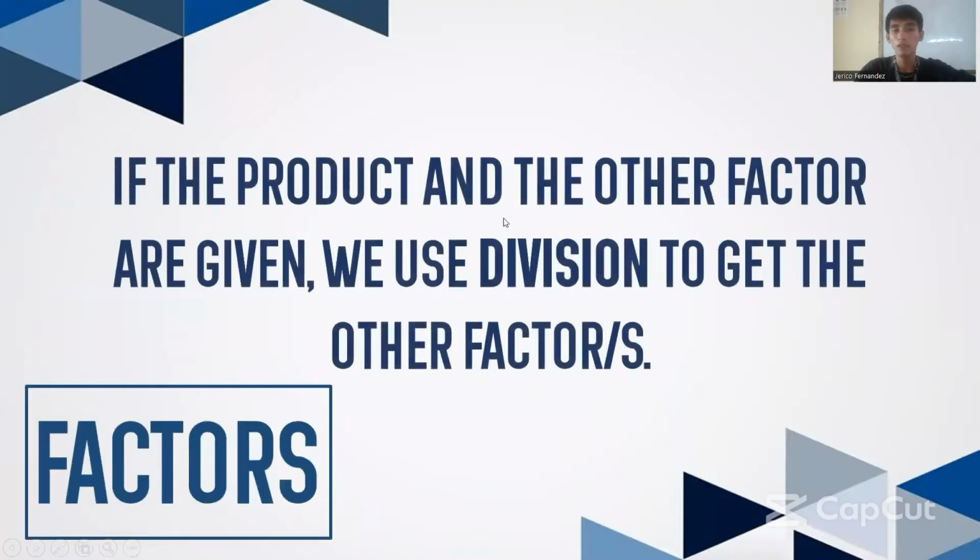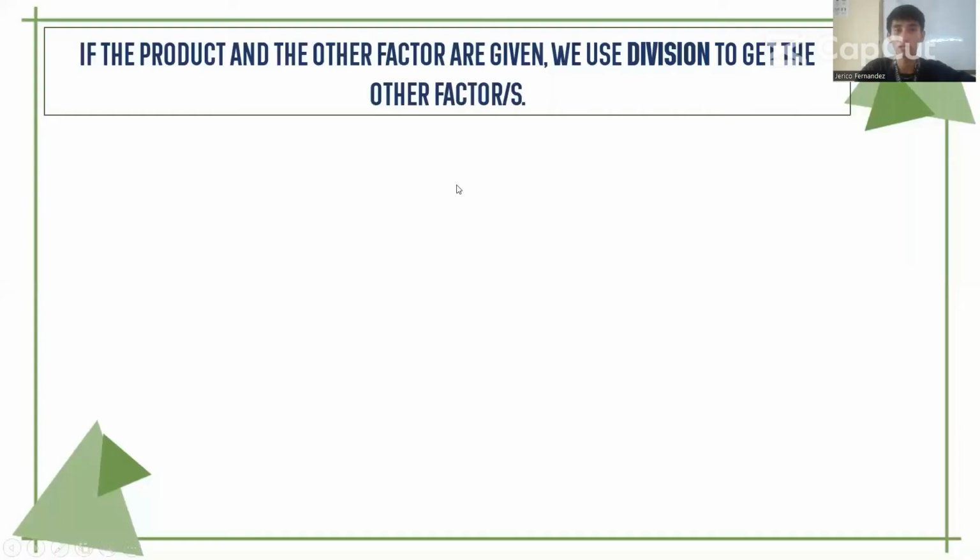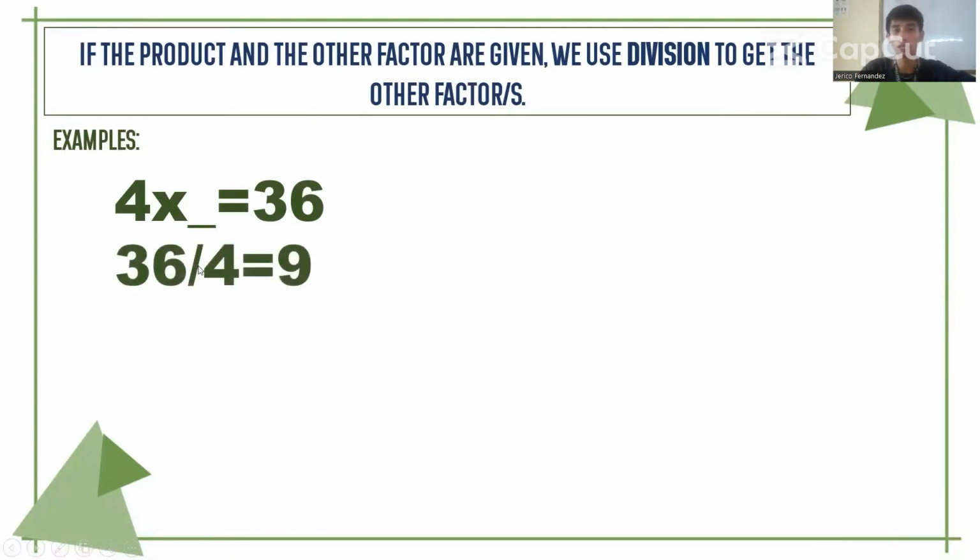Now, if the product and the other factor are given na daw yung product sa yung isang factor, we use division to get the other factor or factors. Dinidivide natin para makuha yung isa pang factor. Kasi the reverse of multiplication is division. So now, we have 4 times blank is 36. So to get this other factor, we divide 36 by 4. So we have 9. So 9 yung other factor natin.